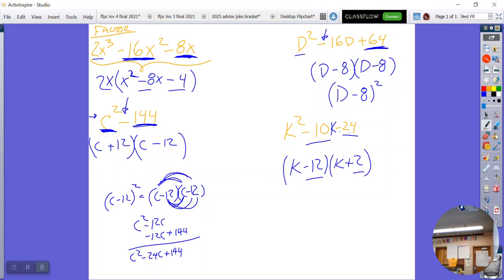All right. So does that make sense so far? Yes. Okay. So that is a quick factoring review.